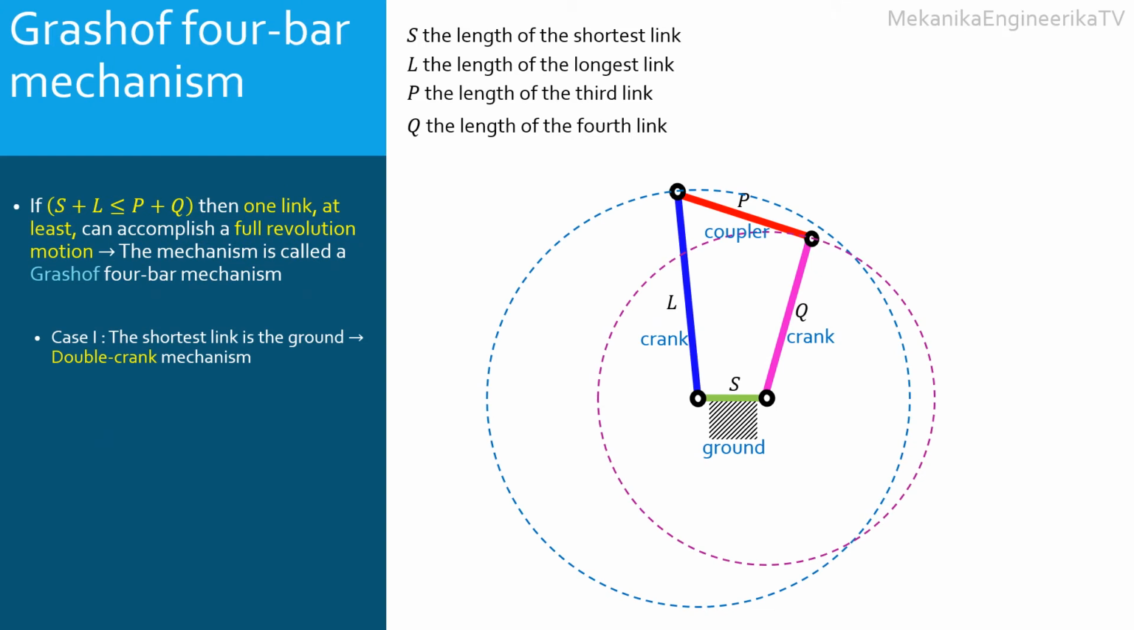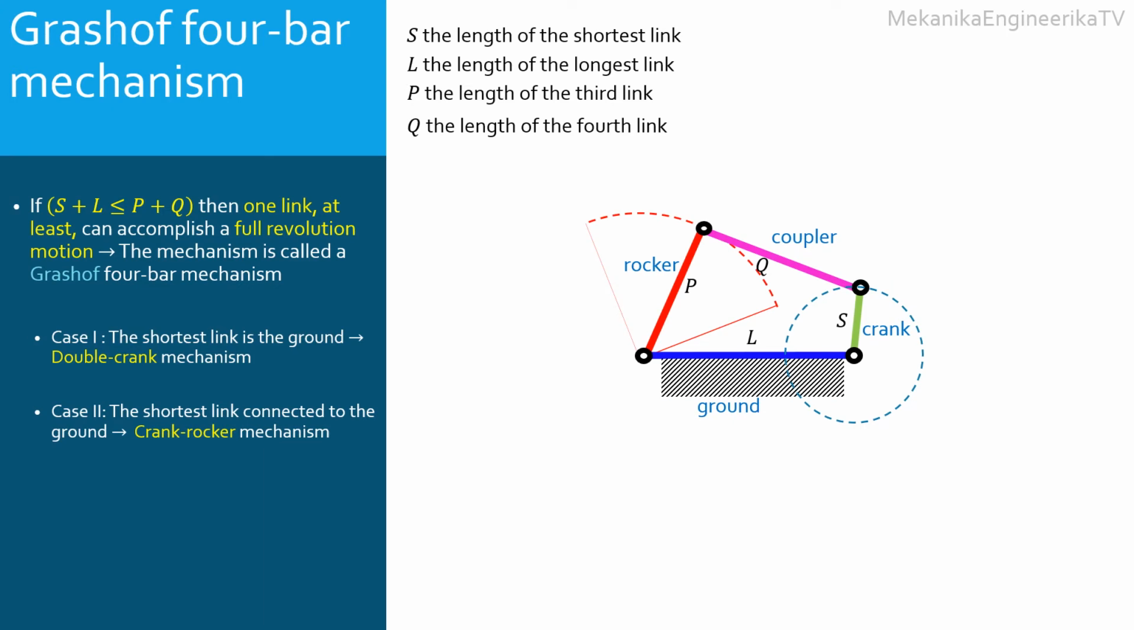Let's focus now on Grashof mechanisms. There are 3 main cases. These cases depend on how the shortest link is positioned relative to the ground. The first case is when the shortest is the ground. In this inversion, all the bars can undergo a full rotational motion. Thus, the 2 bars that are connected to the ground, the blue and magenta bars, are cranks. The mechanism is called a double crank 4-bar linkage or mechanism.